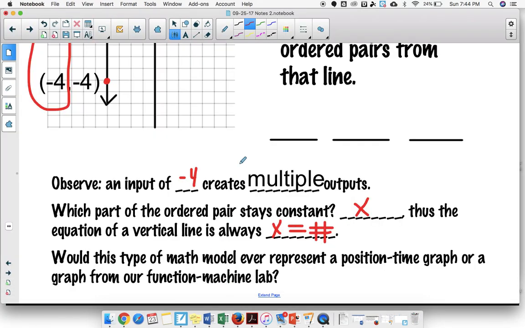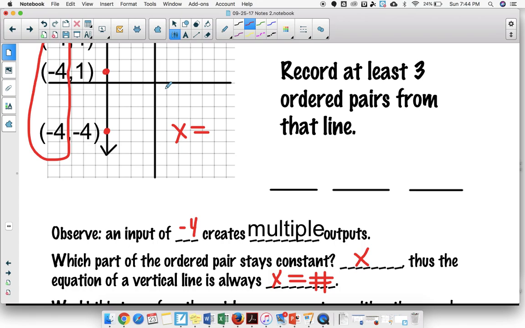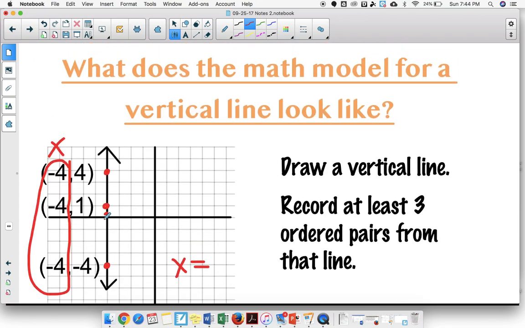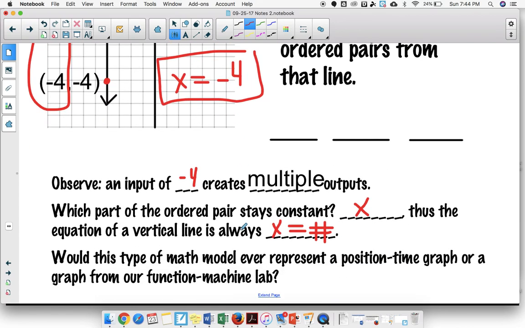And it's that simple. So in this case, the equation of this line would be x equals whatever number it went through on the x-axis, which was right here, -4. That's an equation of a line. It's not just a point. It's the entire line is written as x equals -4.